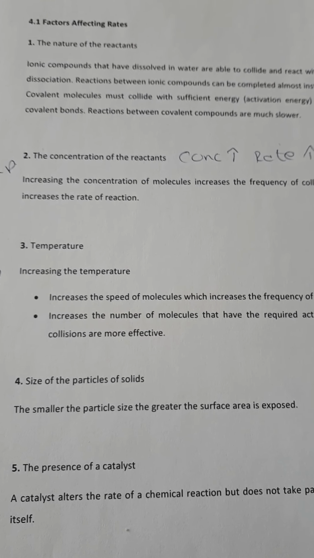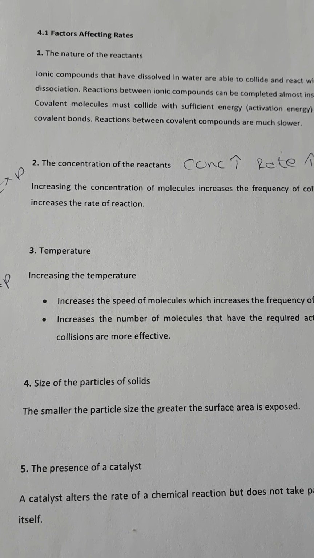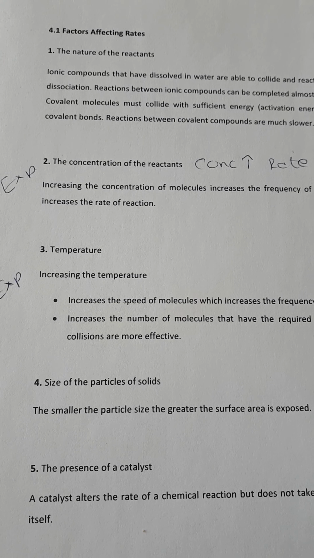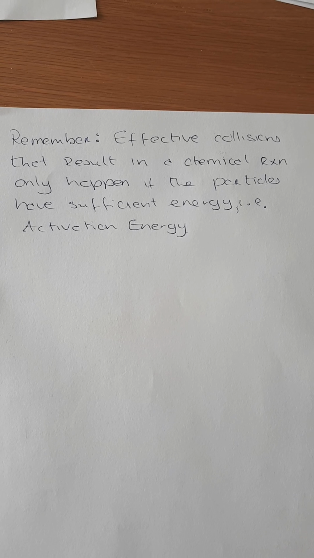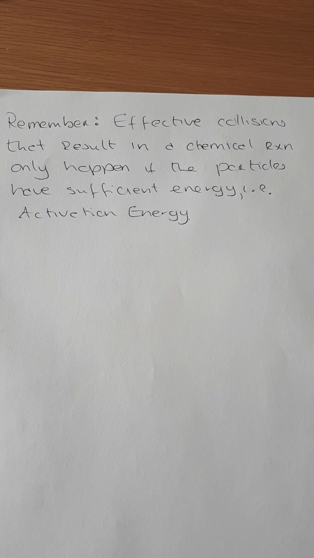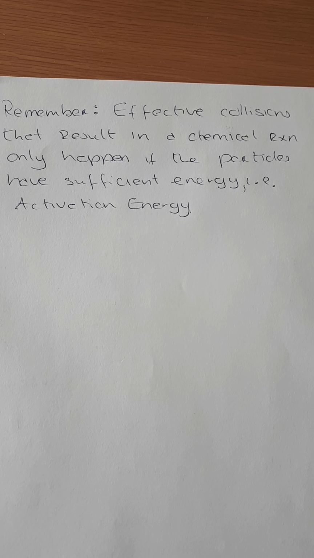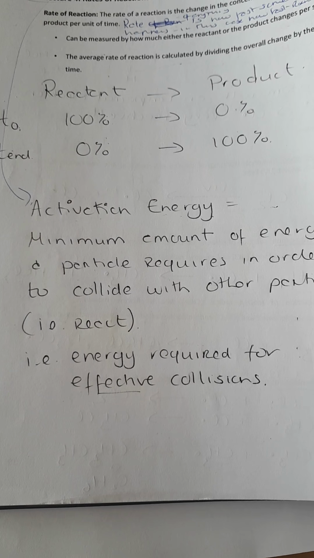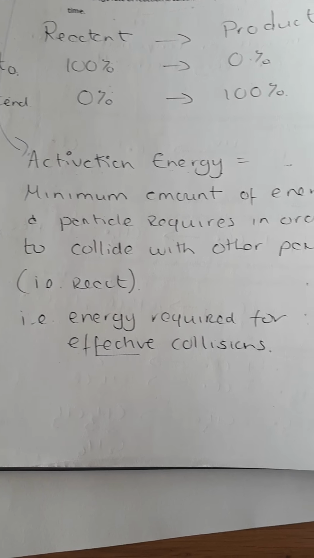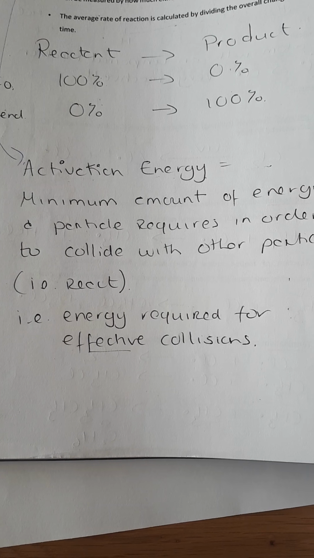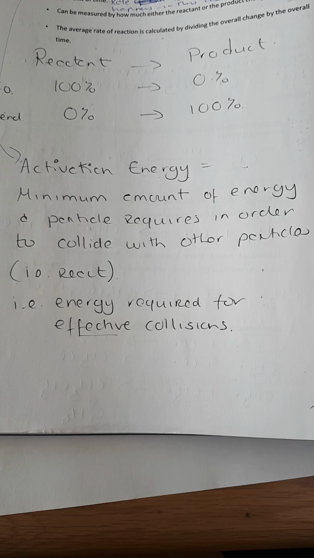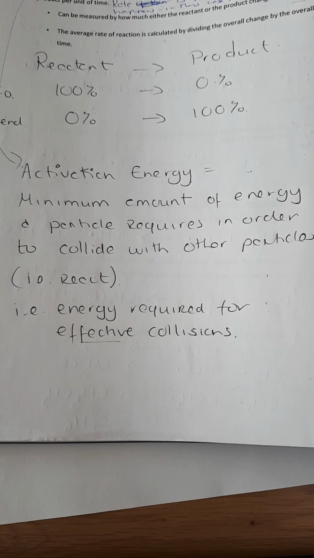The third factor we're going to look at is temperature, and how temperature affects the rate of reaction. Now, one thing to remember here is that effective collisions that result in a chemical reaction only happen if the particles that are reacting have sufficient energy, i.e. the activation energy. I explained what activation energy was in the first video clip on rates of reaction. Activation energy is the minimum amount of energy a particle requires in order to collide with other particles, i.e. react. So it's the energy required for effective collisions.